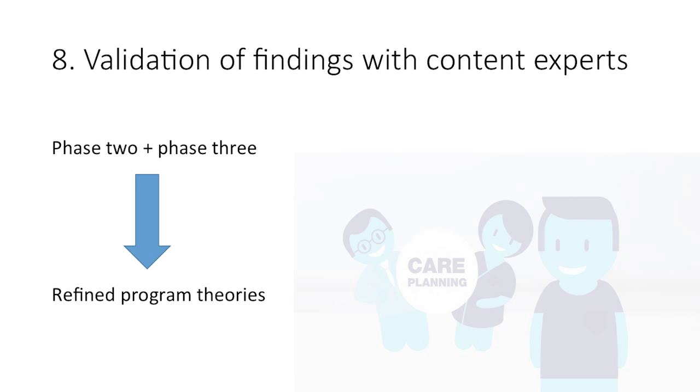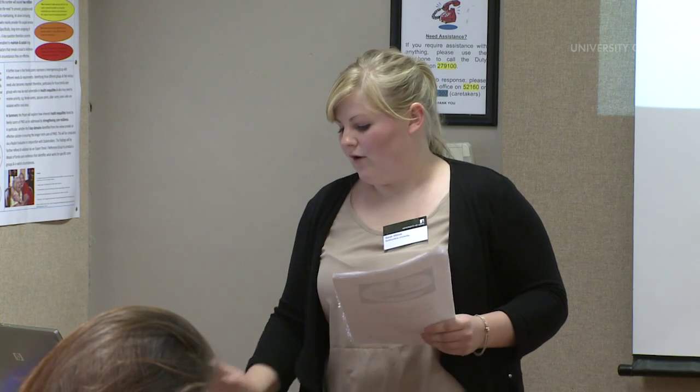Part 8 of the Rapid Realist Review is the validation of findings with content experts. So, as I said before, Phase 2 and Phase 3 will involve the expert stakeholders, and at each phase the theories will become more refined. At the moment they're in their initial stage where they've been tested through the literature, but they will become more and more refined at each stage, and then they'll be tested in practice at stage 4.